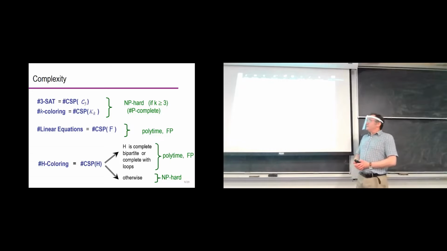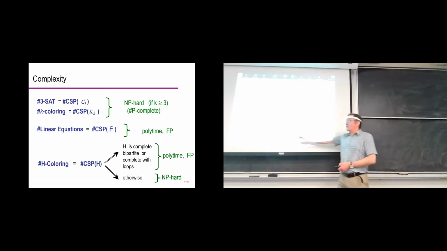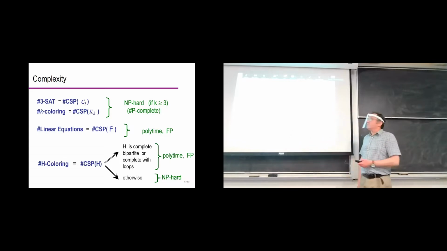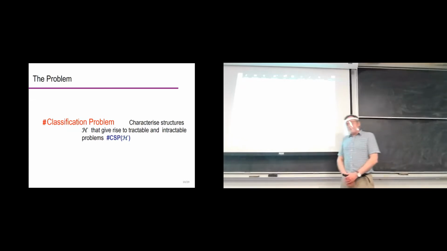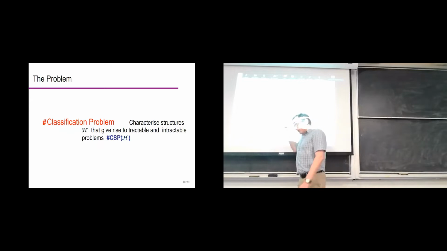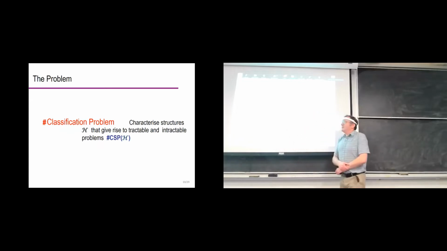So what I'd like to do, I would like to figure out what is the exact complexity for any possible relational structure. So it's done for graphs, for instance. How about more general relational structures? So this is the problem I am going to solve. Classification problem. Okay.